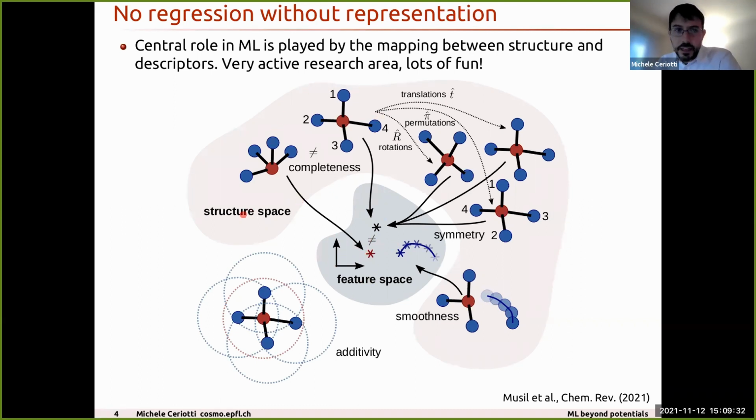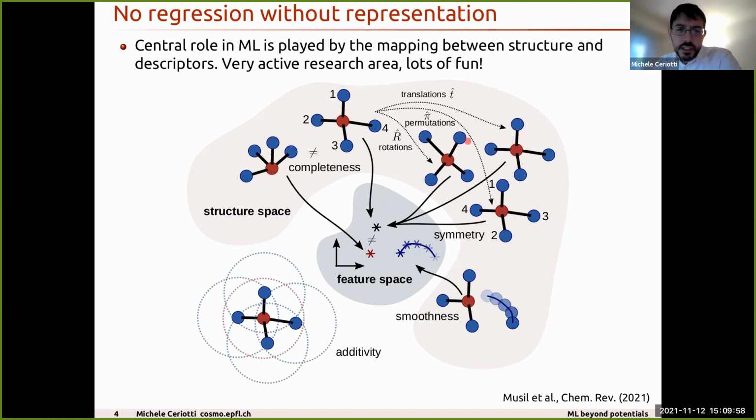First, which might seem trivial, but actually is not, is to have a mapping that is complete, meaning that if I have two distinct structures, they should map to different vectors in feature space. And what makes this completeness requirement far from trivial is the way it plays along with a second requirement, which is that of being symmetric.